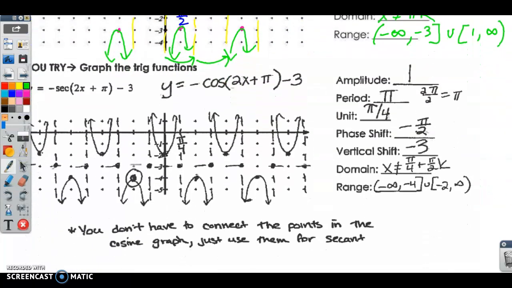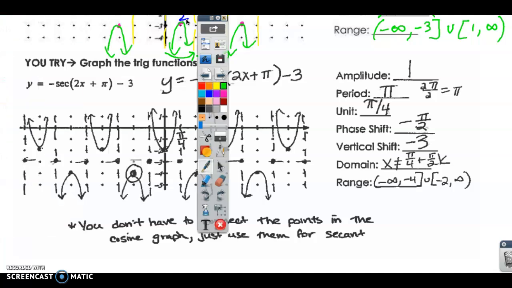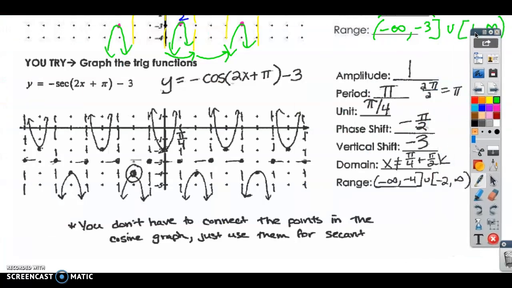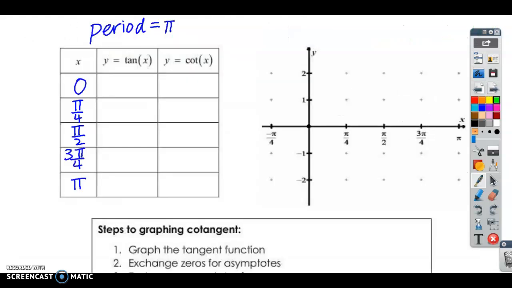All right, try the U-try. Press pause, take a look at it. I'm not going to go over it just because I want to make sure I get to the last ones, which is tangent.